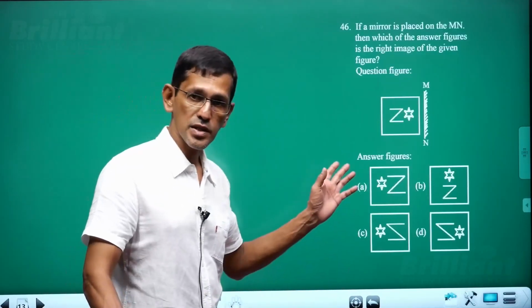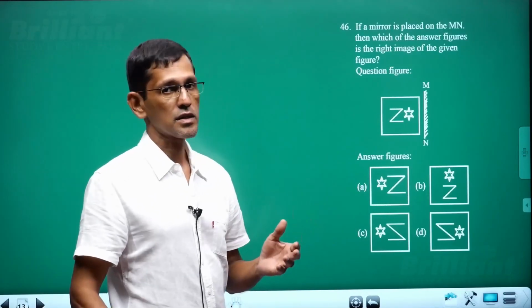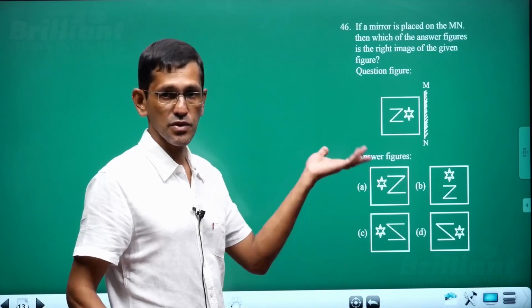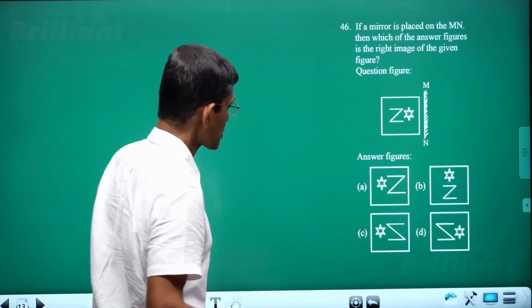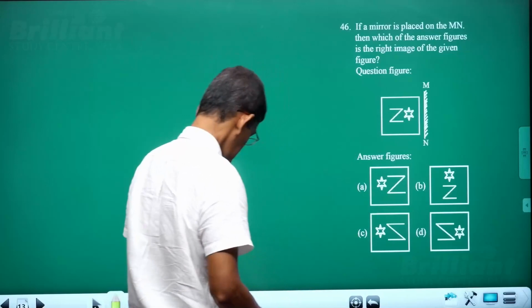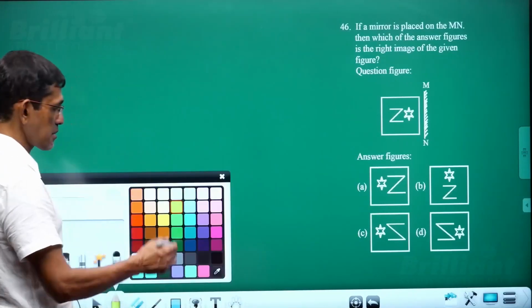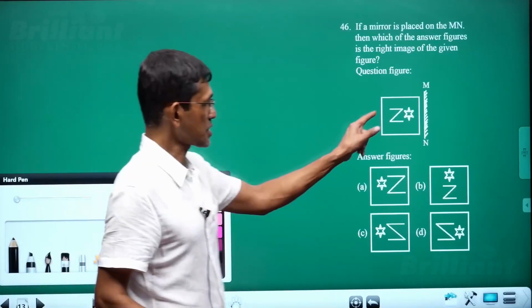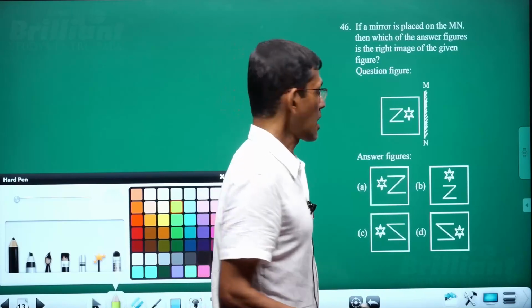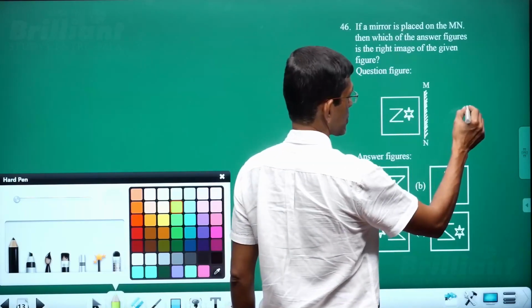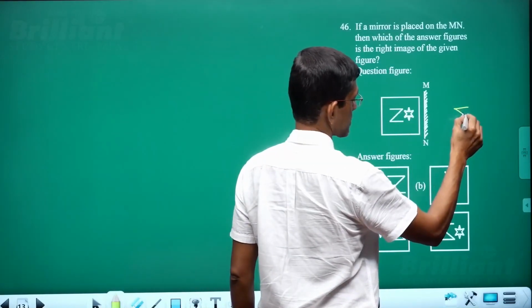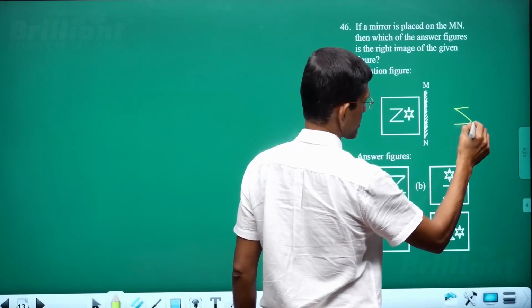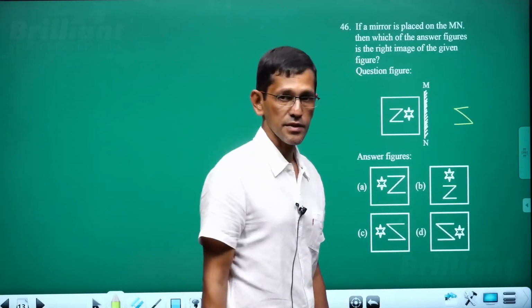This is a mirror image type of question. We have done similar types of questions many times, so it's going to be a pretty straightforward question. First of all, what's the mirror image of Z? So this is Z here, and the mirror image of Z is going to be like this. See that? Mirror image of Z.